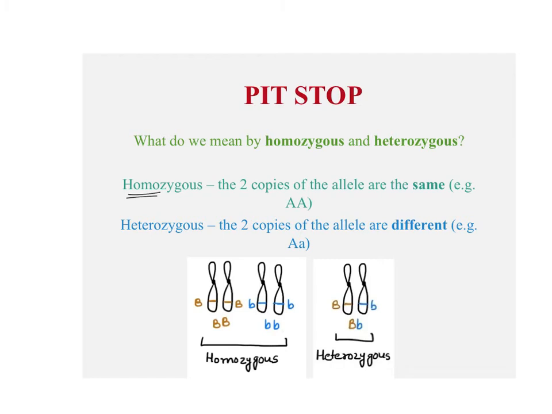Homozygous is when you've got 2 copies of the same allele. So for the example, we've got 2 big A's. Whereas heterozygous, like heterosexual, is where you've got 2 different alleles. Notice that I'm using the word alleles and not gene because alleles are different versions of the same gene. So we can have dominant or recessive.